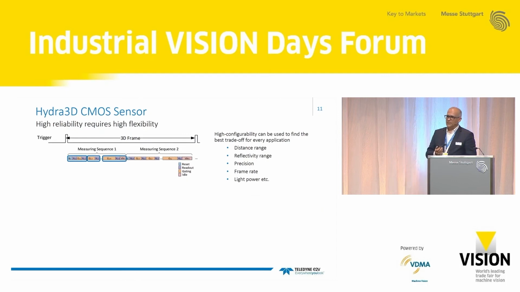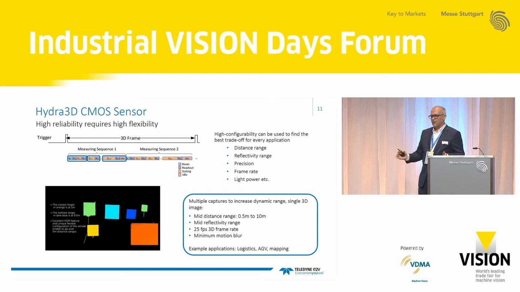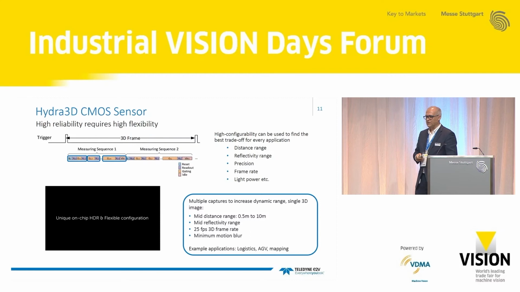In this second example, we are using multiple captures to increase dynamic range. So we are showing a 10-meter configuration with targets between 15 and 88% and 85%, running at 25 frames per second 3D frame rate with no motion blur at all. So useful for applications requiring distances from, let's say, 10 to 15 meters, like logistics, AGV, or construction mapping.